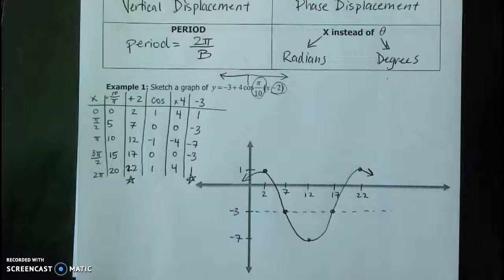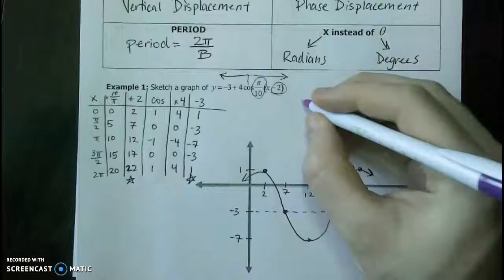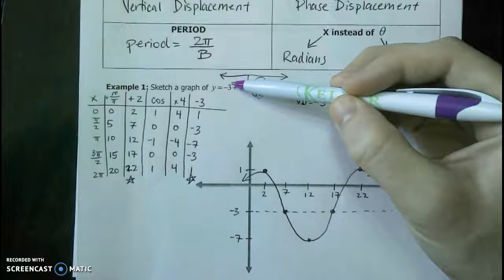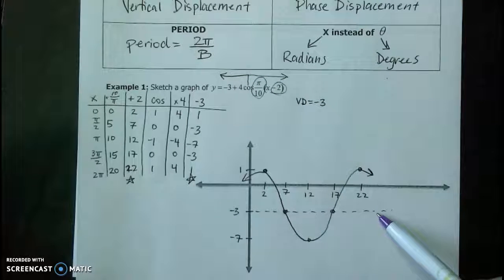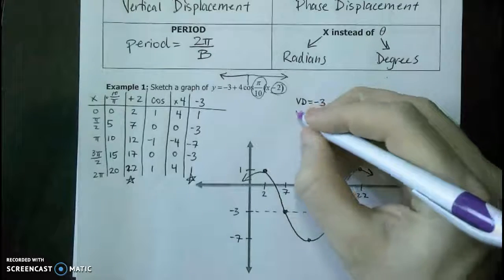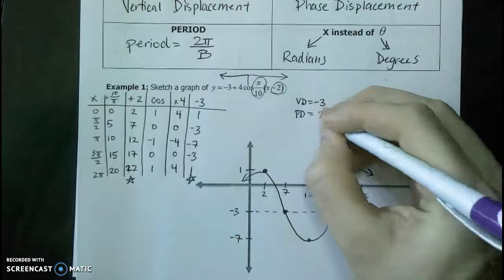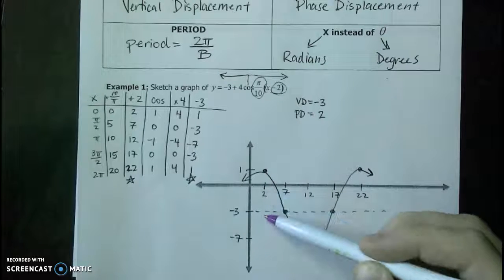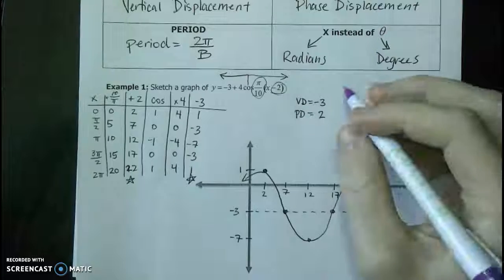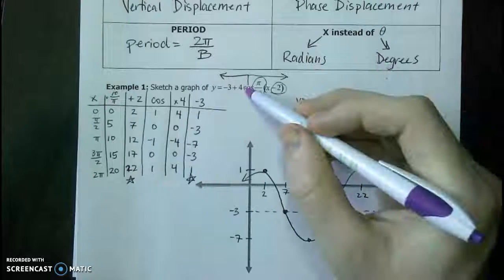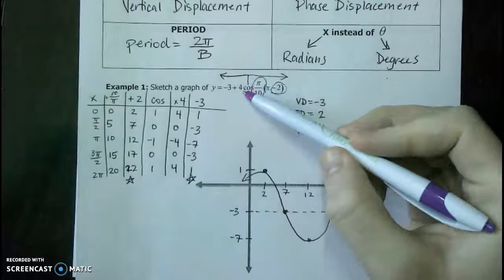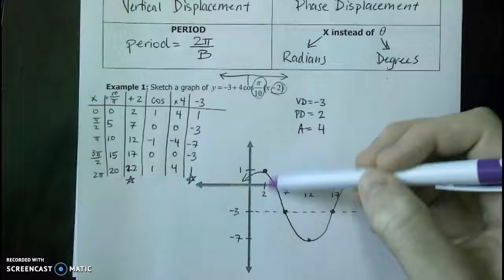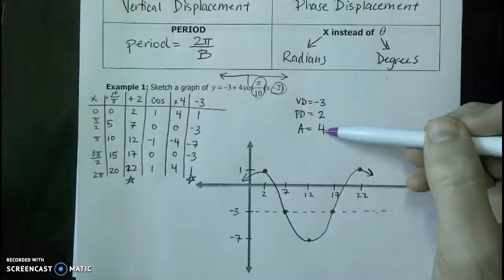Now let's just list our important information. So we've got a vertical displacement of negative 3, which we can see first in the equation, or you can find it here in the graph. It is your sinusoidal axis. We have a phase displacement of positive 2, which we can find here in the equation, or it's the first high point in your graph, or your starting x value. We've got an amplitude of 4, which we can find here in the equation, or you can count from negative 3 to positive 1. It's the distance from the high point to the sinusoidal axis.